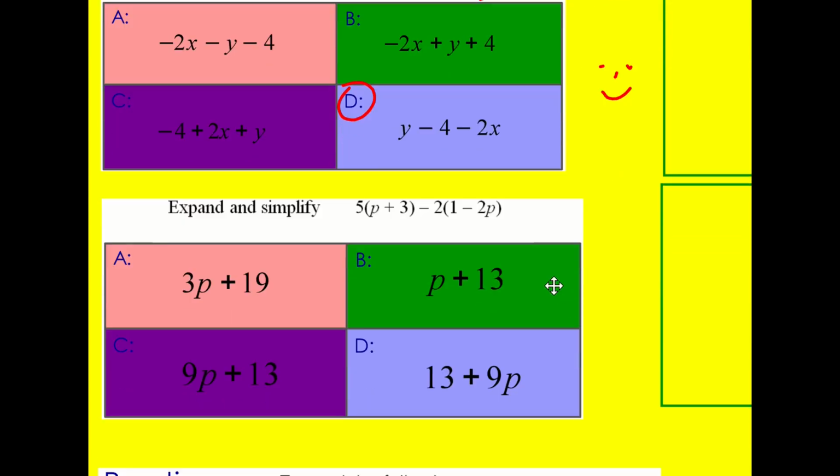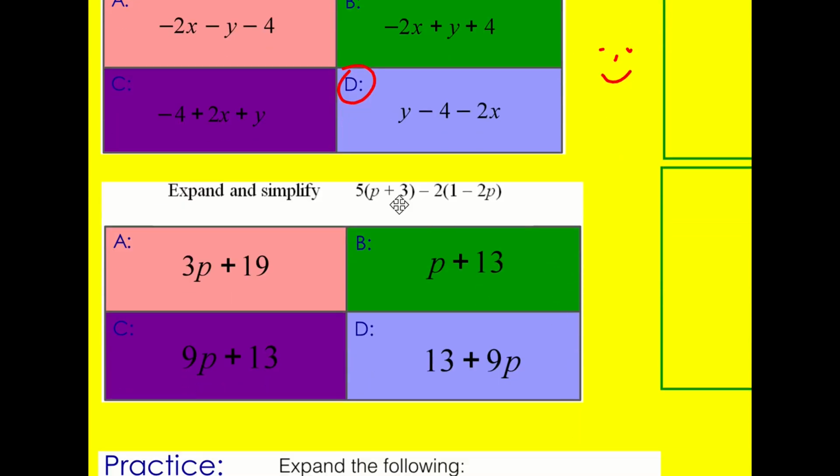Okay. Oh, what about this one? Single bracket here, single bracket here. Notice we need to expand the single bracket and then this single bracket and then kind of bring it together. I'll talk about this a bit more in a minute.